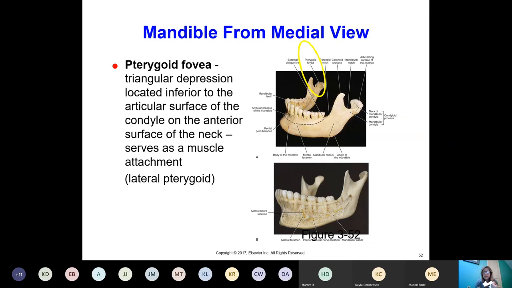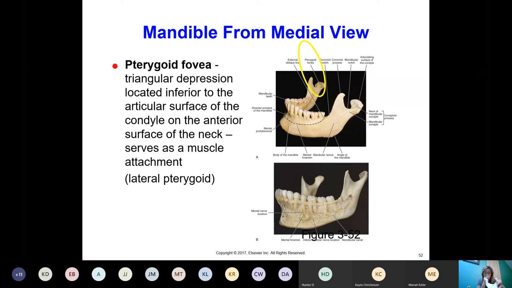Your pterygoid fovea, or fovea as some people say, is a triangular depression located inferior to the articular surface of the condyle on the anterior surface of the neck. So your pterygoid fovea is this part, like right here. So you're on the condyle, and it's right here on the anterior surface. It serves as the attachment for the lateral pterygoid muscle. So when we get into the muscles next chapter, remember that little spot right here.